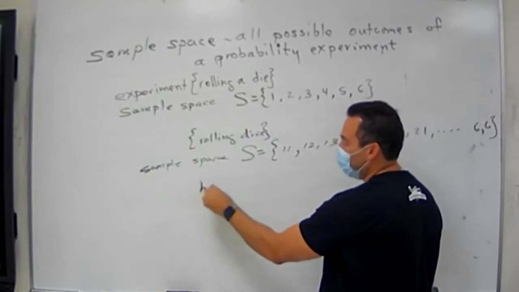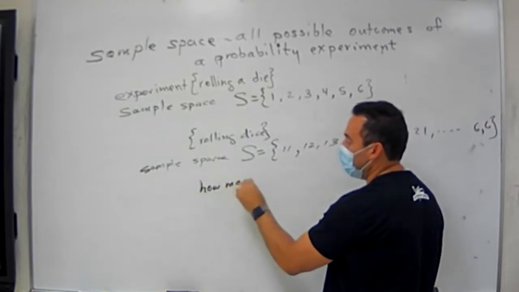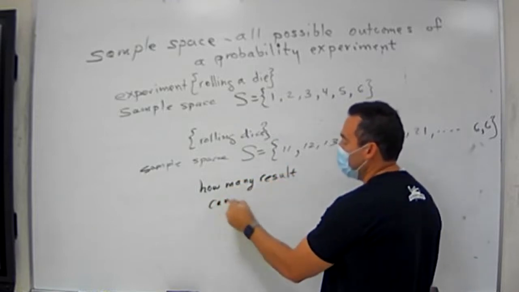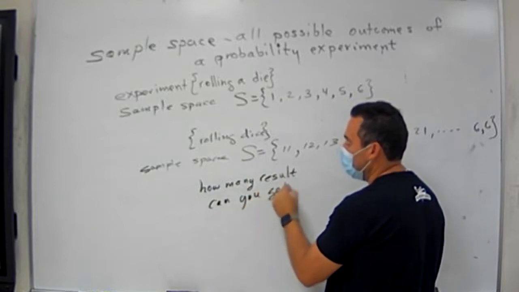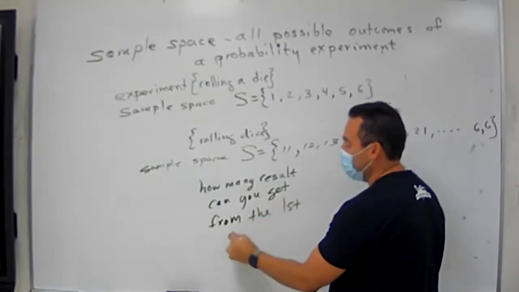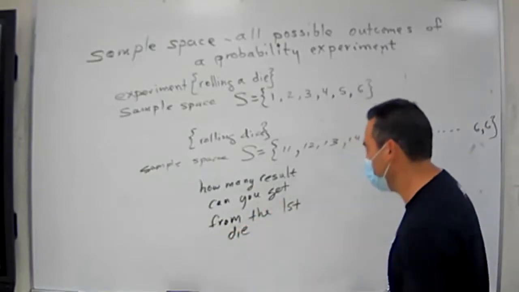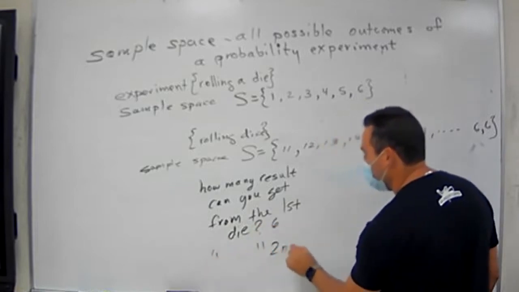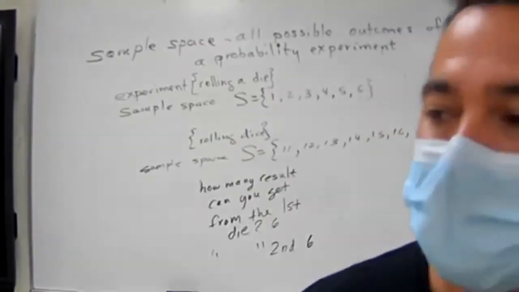I'll ask you a few questions. How many results can you get from the first die? How many possible results are there? 6. Then how many results can you get from the second one? Also 6. So 6 and 6, 36. You have 36 possible results. Oh, 6 and that's it? Okay, that's the counting rule. It's super simple.